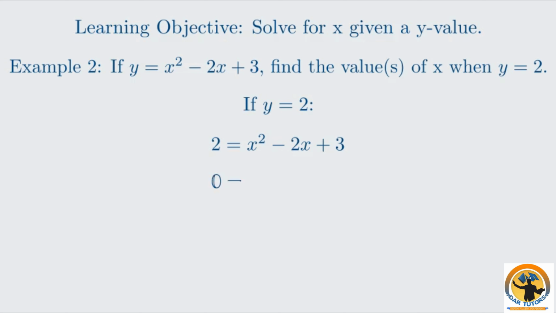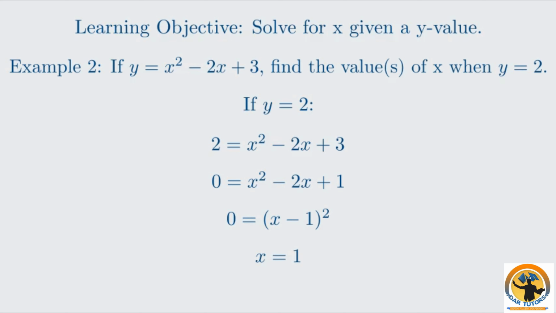To solve this, we rearrange it into the standard form x squared plus bx plus c equals 0. Subtracting 2 from both sides, we get x squared minus 2x plus 1 equals 0. You might recognize this as a perfect square trinomial, which can be factored as the quantity x minus 1 all squared. Setting this equal to 0 gives us one solution, x equals 1. This means the point (1, 2) is the only point on the parabola y equals x squared minus 2x plus 3 with a y coordinate of 2.